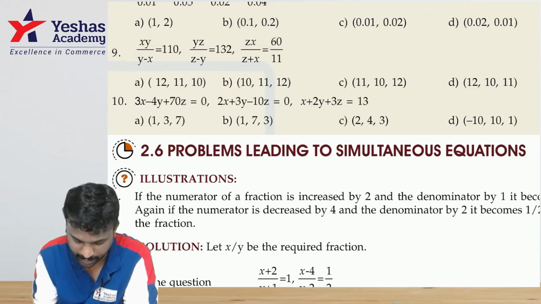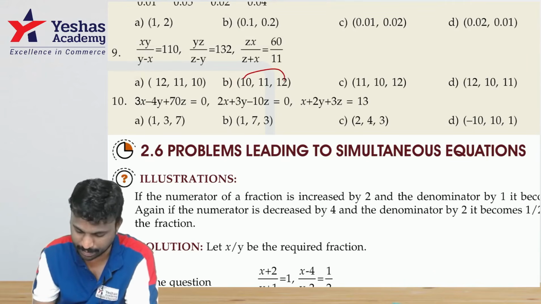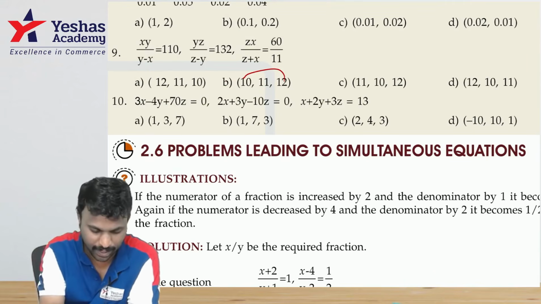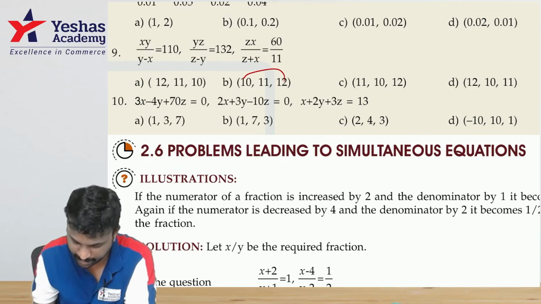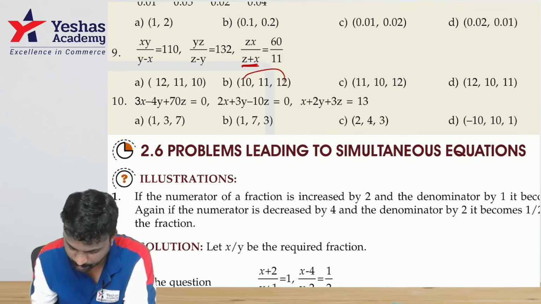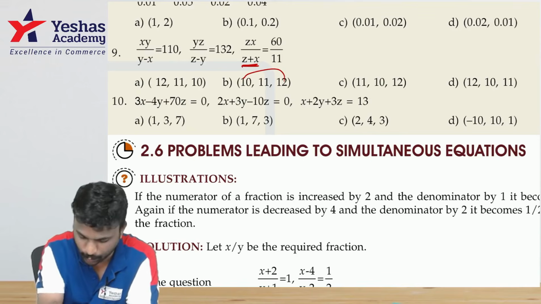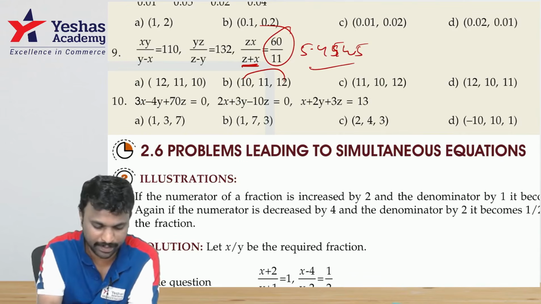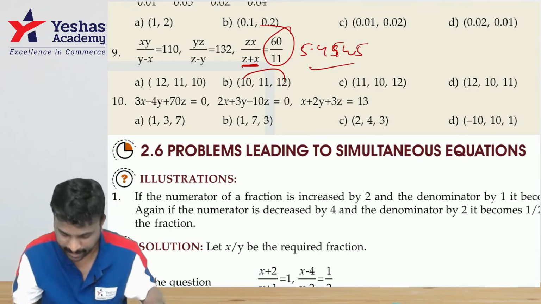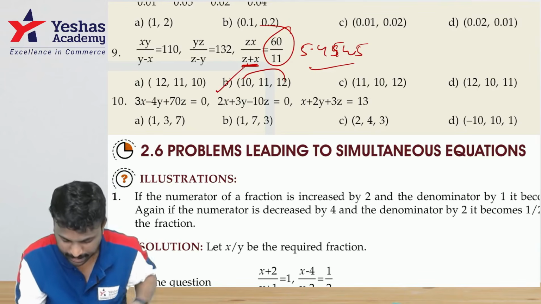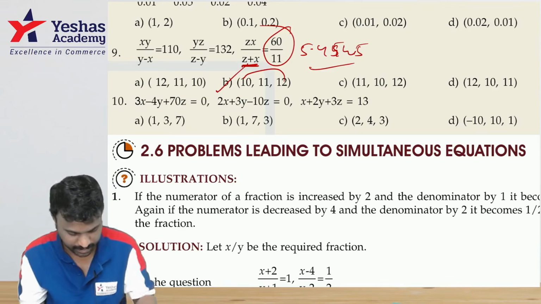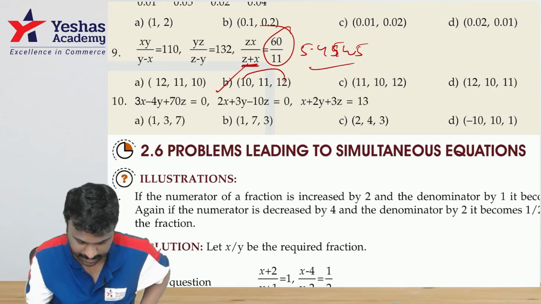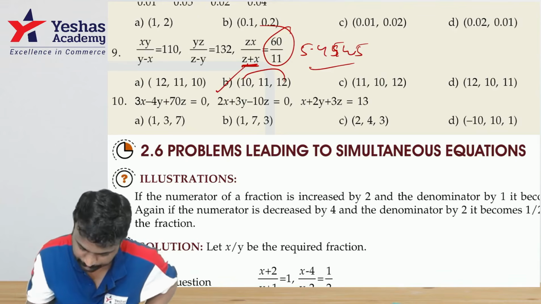Guys, the last equation, zx, that means these two terms. Tell me guys, 10 into 12 is z into x divided by z plus x. What is z plus x? 22. Correct? And the result is 5.4545. Check 60 by 11. 60 by 11 is also 5.4545. Therefore, option B is the right answer. Have you all understood? Option B is the right answer.